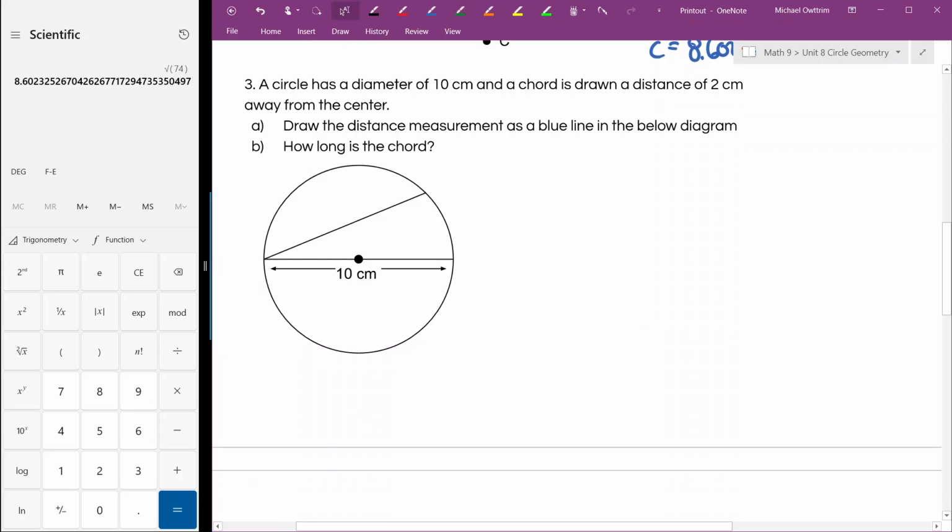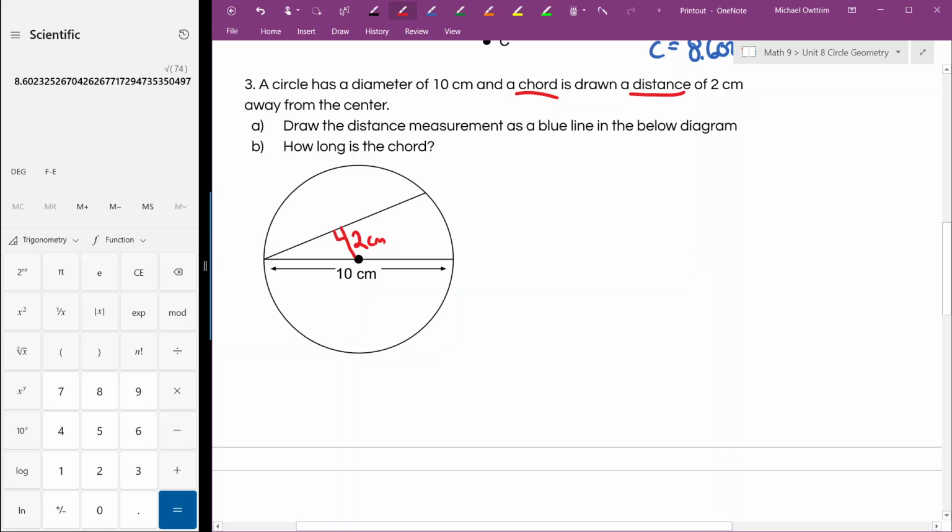All right, in number 3, we're told that a circle has a diameter of 10 centimeters, and that's what they're showing us here in the drawing. And we have a chord that's drawn a distance of 2 centimeters away from center. The key word here is distance. A distance is always drawn at a right angle, or measured at a right angle, to the thing you're measuring. So if we're saying that chord is a distance away from center, then we want to make a right angle with our chord to connect it to center. And that's going to be our distance of 2 centimeters.